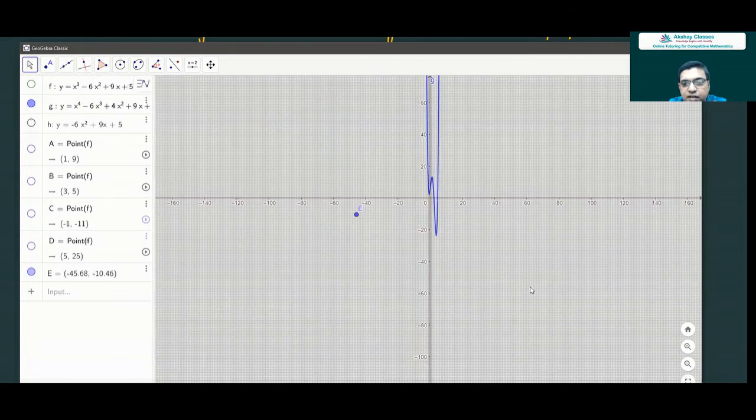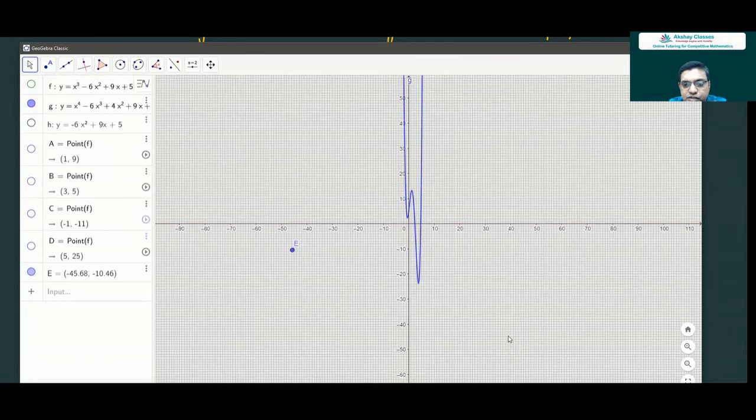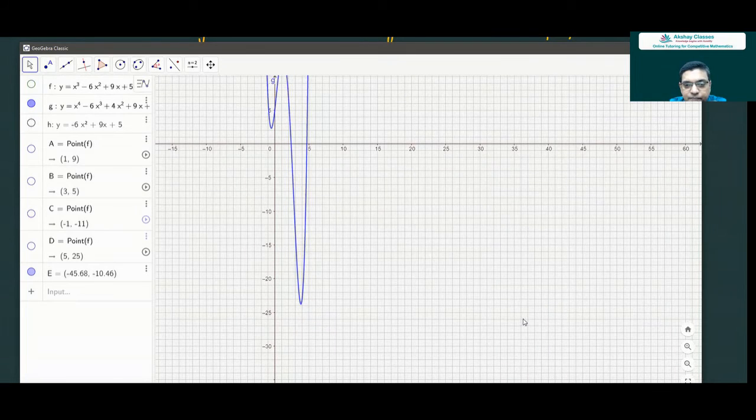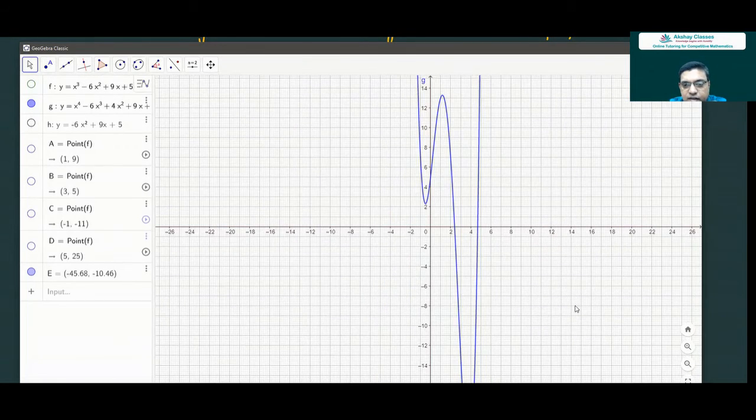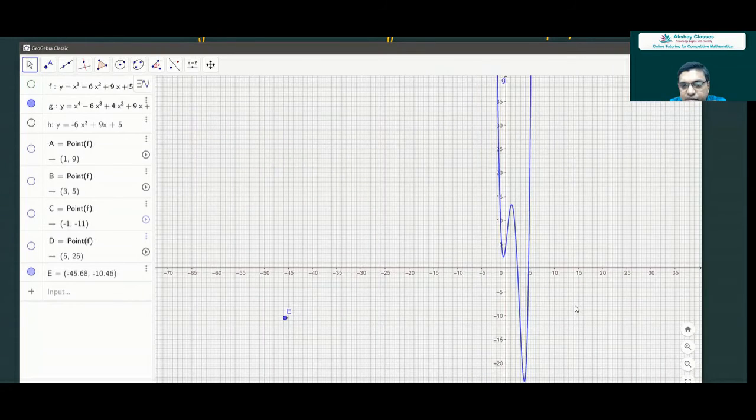I'm just playing with the sum of the roots, products of the roots, and polynomials. That's all. So here we see when we have x power 4, we get a graph more like a distorted W. And if x power 4 has a negative coefficient, then it will reverse.